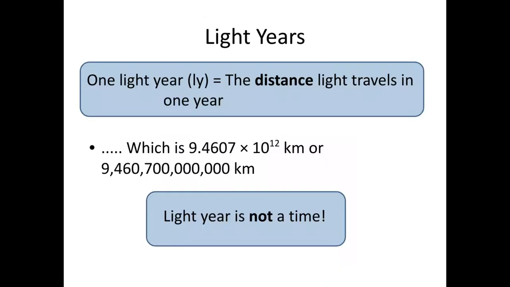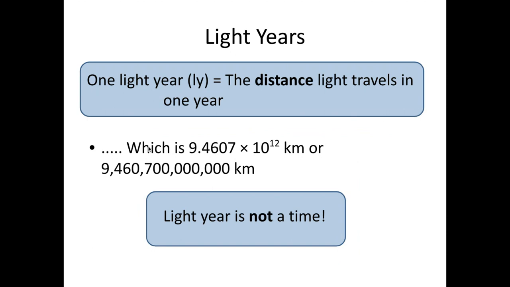Right, so the really key thing about light years is to remember that this is a measurement of distance, even though the word year is a measurement of time. What a light year is, is the distance that light will travel in 1 year. Okay, now light travels very, very fast.